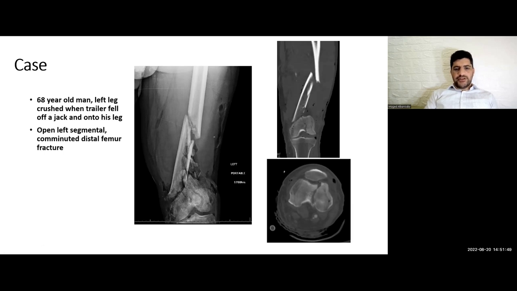So in emergency, I will deal with the patient with splintage and putting sterile gauze over the wound, giving IV antibiotic early, and prepare the patient for OR within 12 hours or 24 hours for surgical debridement and the provisional fixation by external fixator.